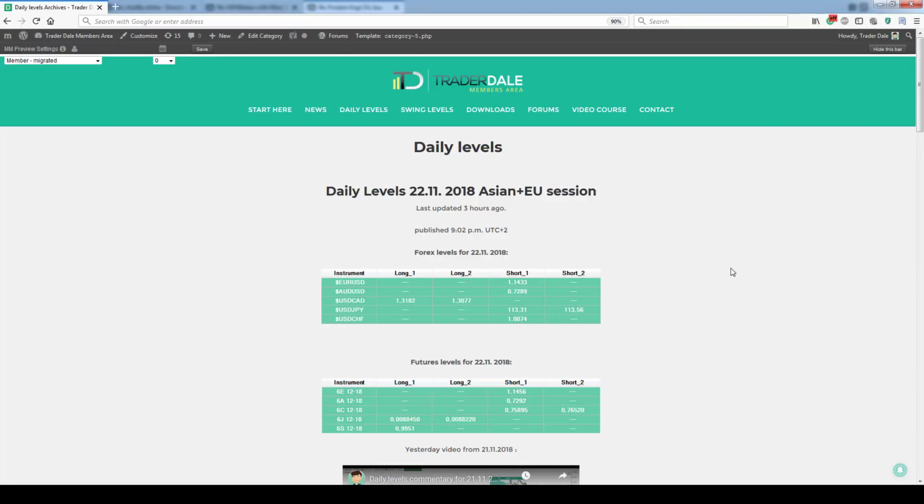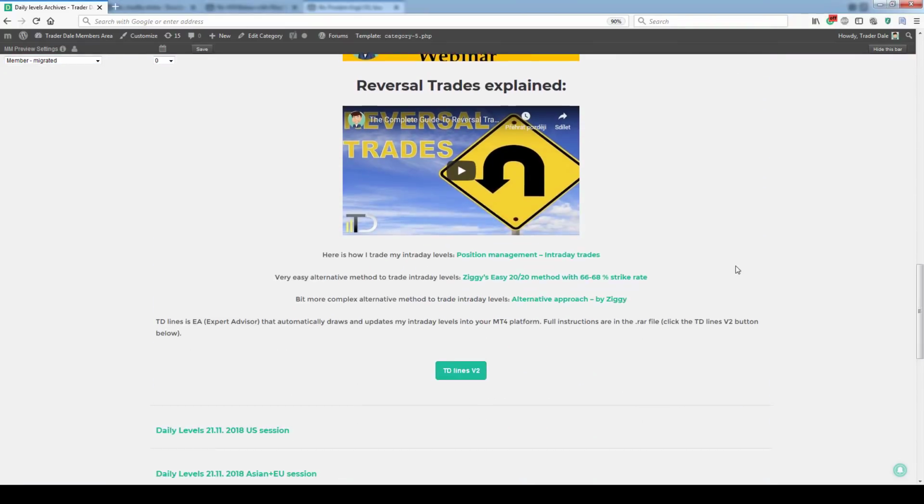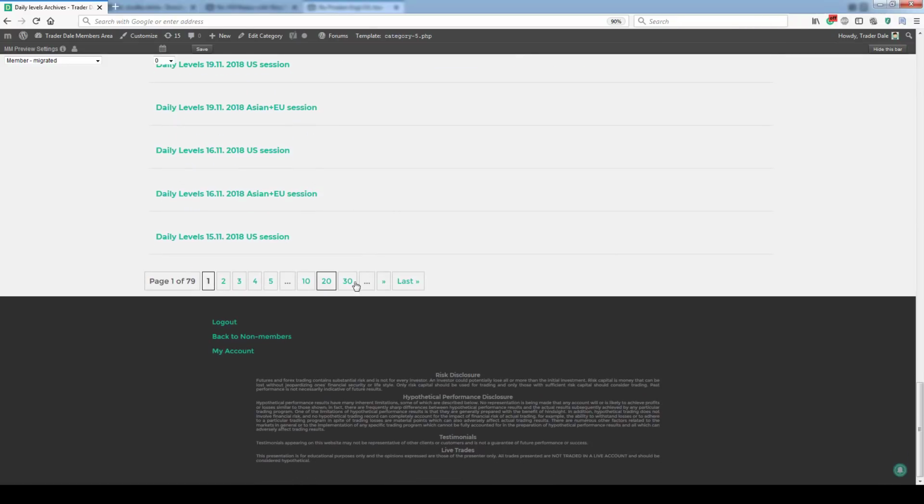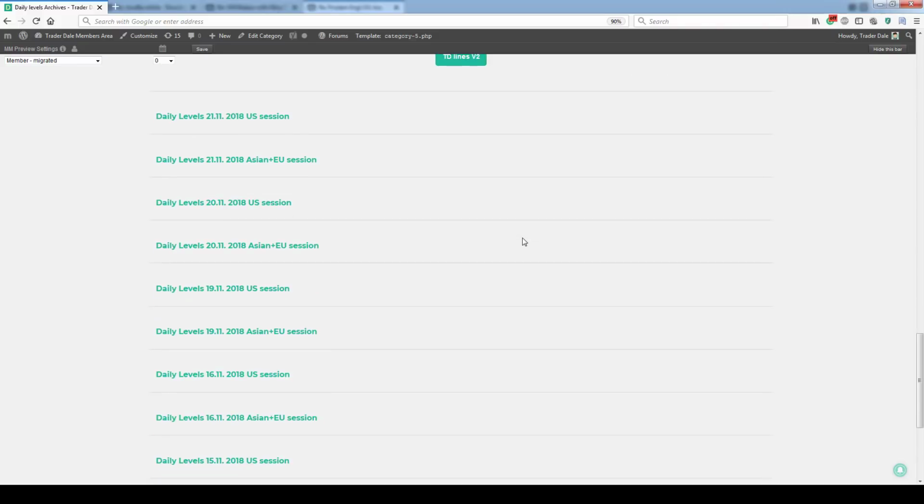So let me now scroll down to the levels library. This is the levels library. And in the levels library, there are all the levels I published since I started my webpage. So everybody can check those levels and see how they performed.